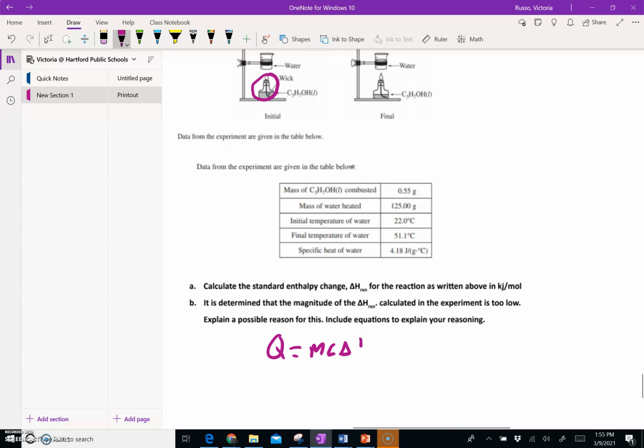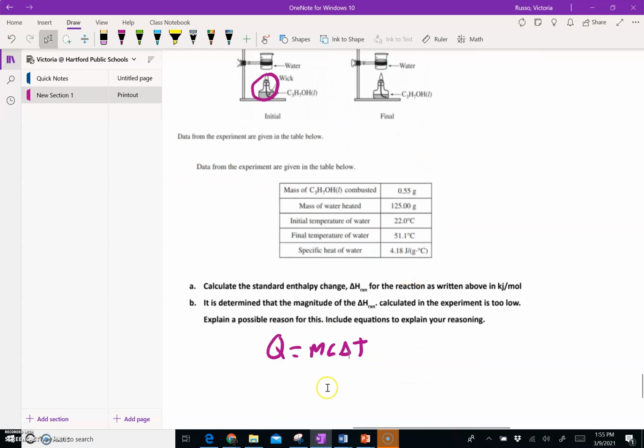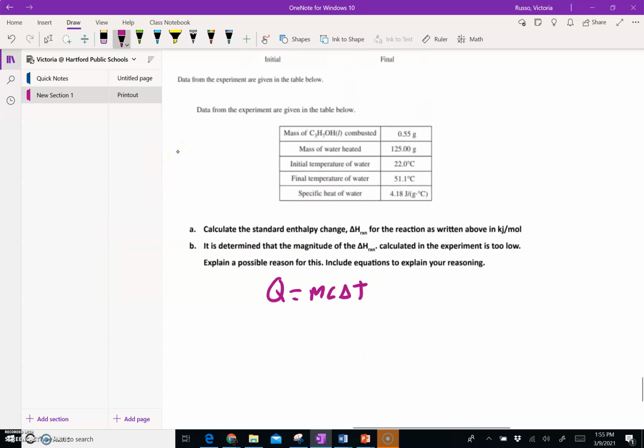Now, the reaction is occurring underneath the water and not in the water, so we do not have to include the mass of the alcohol that's burning here, the propanol, in our calculation of the heat gained by the water, because it's in the beaker. If the reaction was occurring in the beaker, then you would need to include the mass of this. And you'll see that is what is happening, I believe, in question 17. The reaction is occurring in the cup. So here we don't have to include the mass.